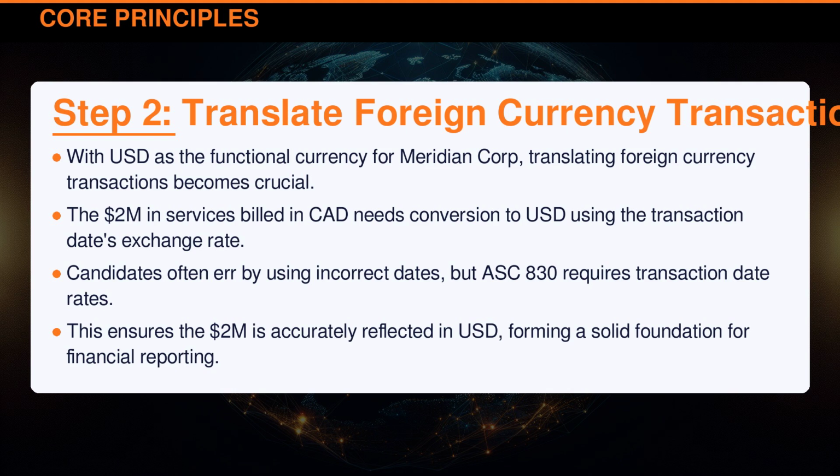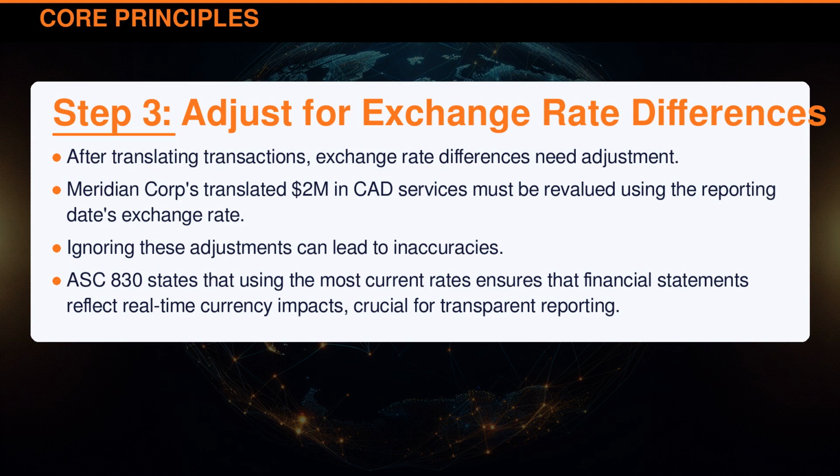Candidates often err by using incorrect dates, but ASC 830 requires transaction date rates. This ensures the $2 million is accurately reflected in USD, forming a solid foundation for financial reporting. After translating transactions, exchange rate differences need adjustment. Meridian Corporation's translated $2 million in CAD services must be revalued using the reporting date's exchange rate.